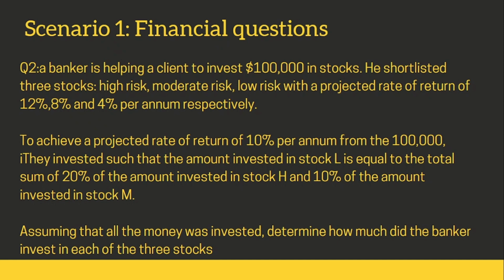Then 12% of the high risk, 8% of the moderate risk, and 4% of the low risk will equal 10% per annum from the 100,000. And then lastly, the last part of the sentence: invest such that the stock L is equal to the total sum of 20% of the amount invested in H and 10% of the amount invested in stock M.